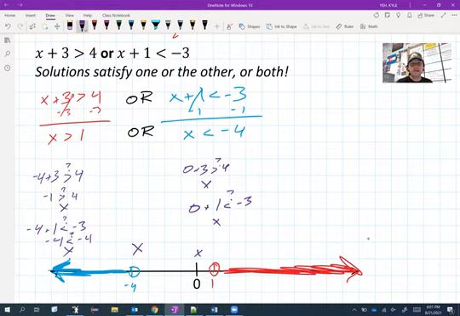So we tried plugging in -4. We tried plugging in 0. Neither one worked. Maybe let's try something that should work in the red shaded region. So 1 was an open dot, but we could try 2.